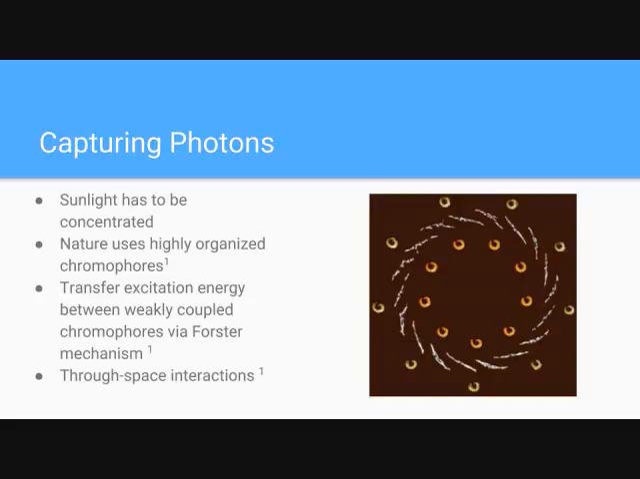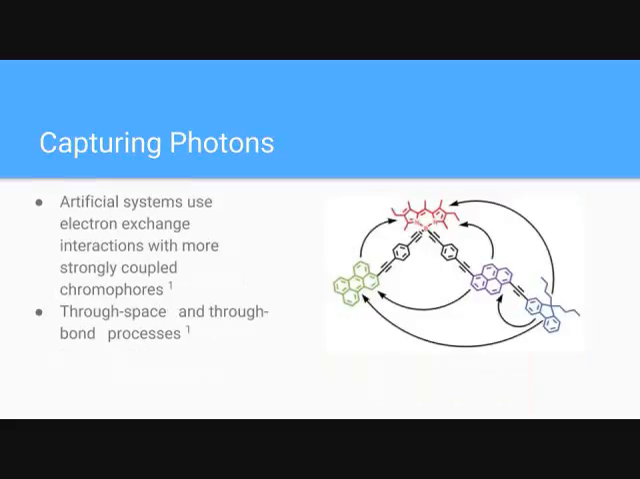It transfers excitation energy between weakly coupled chromophores through the Forster mechanism. This mechanism involves through-space interactions. Artificial systems utilize electron exchange interactions between more strongly coupled chromophore arrays. These artificial systems can take advantage of through-space and through-bond interactions.